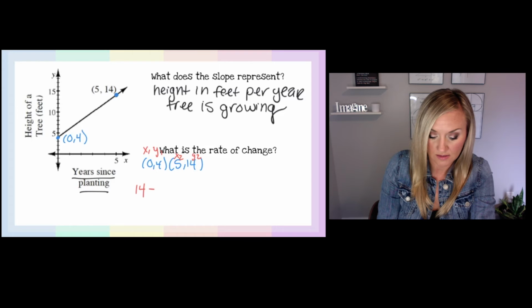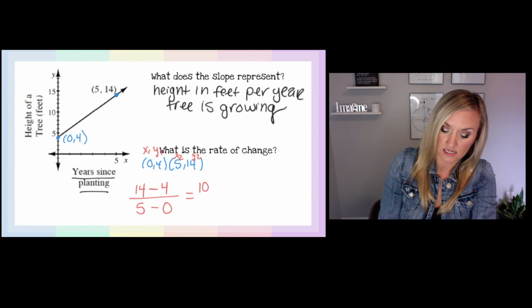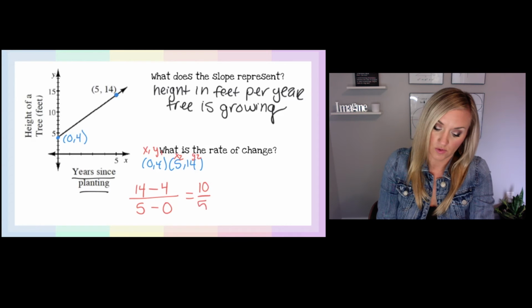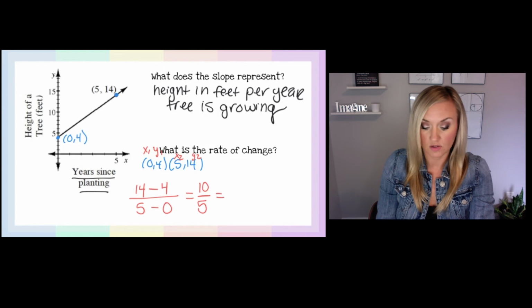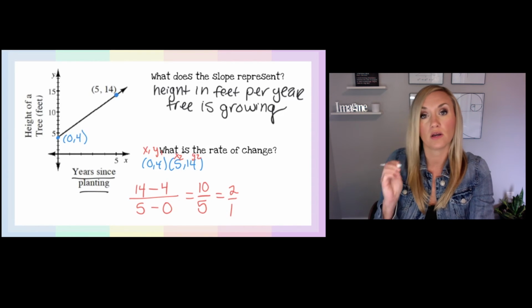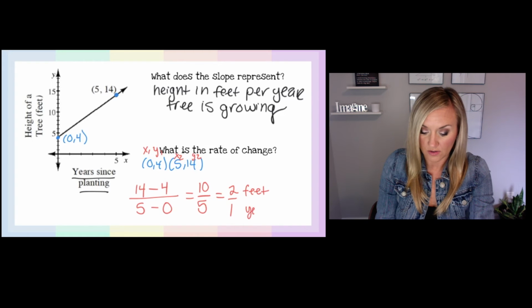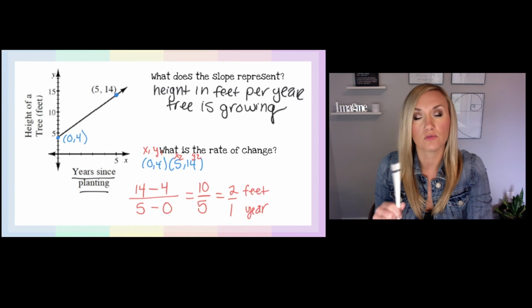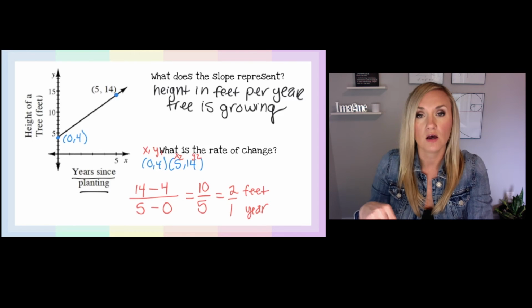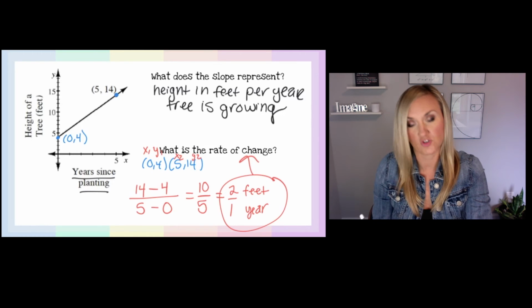Y2 is 14 minus y1 is 4 over 5 minus 0. So 14 minus 4 is 10, and 5 minus 0 is 5. And this is going to simplify to 2, right? 10 divided by 5 is 2. But I'm going to say 2 over 1 because I want to know the rate of change. What that means is it is growing 2 feet per 1 year. So every year, this tree is growing at a constant rate of 2 feet every 1 year. And that is the rate of change.